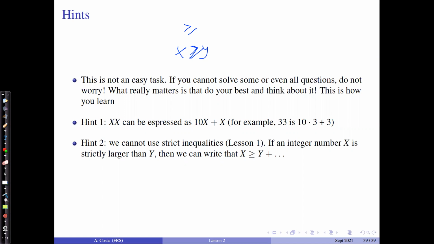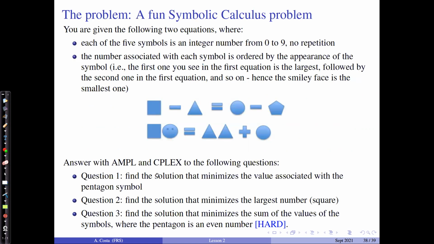Okay, so this is the problem. These are a few hints for you. The last question may be a little more challenging. But again, the important thing is not to really be able to solve everything. If you cannot solve everything, it's still okay. The important thing is to practice. And I think this problem is quite interesting because you will have to model constraints, you have integer numbers, you have some conditions that may not be trivial. It's a mix of everything you have learned so far. Okay. Do you have any questions?